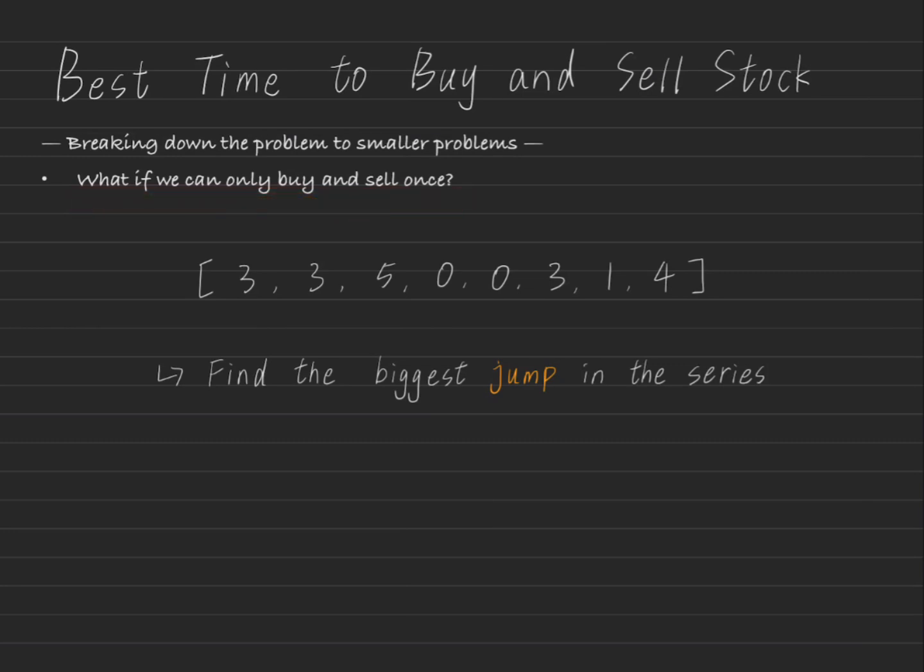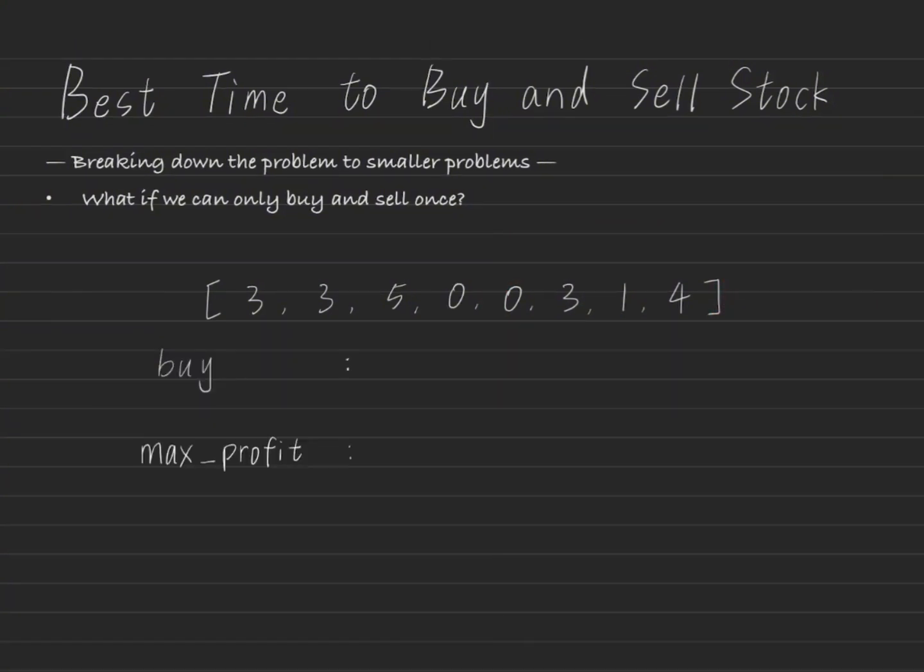The goal here is to find the biggest jump in the series, and in this example, it's from 0 to 4. As we traverse through the array, we probably want to keep track of the minimum price seen, because ideally, we'd want to buy the stock when it's at its lowest. In the meantime, we should also keep track of the maximum profit and update it when the current profit is greater than that. In other words, the formula for buy is the minimum of buy and prices[i]. And the formula for max profit is the maximum of max profit and prices[i] minus buy.